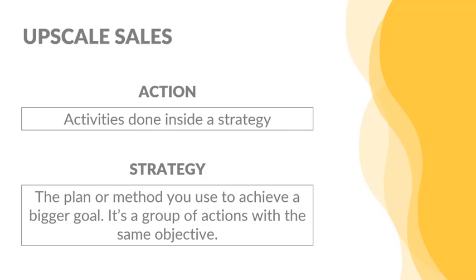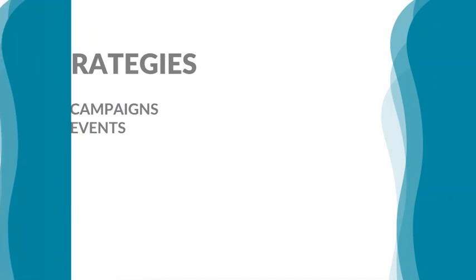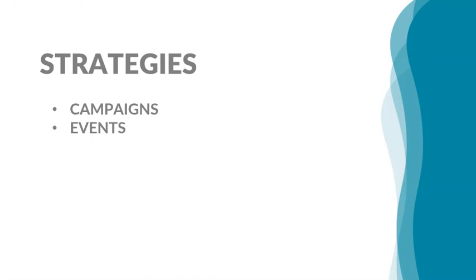Making differentiation actions are activities that are done inside a strategy, and a strategy is a plan or the method you're using to achieve a bigger goal. It's a group of actions with the same objective. So actions, they are individual, they are isolated, but when you group them for a common objective as part of a plan, you have a strategy. And we have many types of strategies, as you can see in the list here: campaigns, event, partnerships, investments, and so on. But right now we're going to focus on only two of them. This video is going to be about campaigns, and the next video is going to be about events.